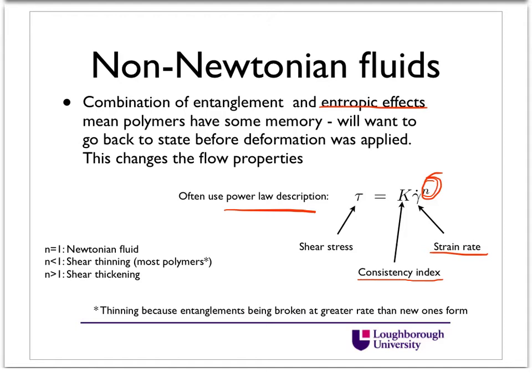When n is less than 1, we get an effect known as shear thinning. So as the strain rate increases, the stress actually decreases within the system, and this is what's seen for most polymer systems. For values of n greater than 1, we get a situation known as shear thickening. In shear thickening cases, you increase the strain rate, the stress gets higher, and you get strange effects where if you apply high strain rate to a shear thickening liquid, it'll actually turn into a solid.